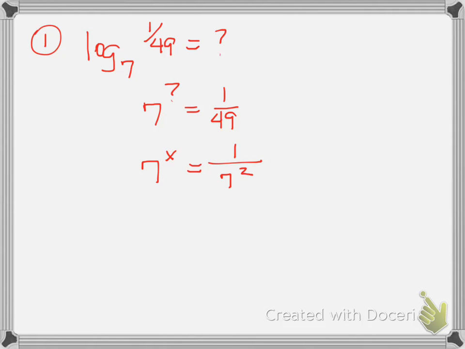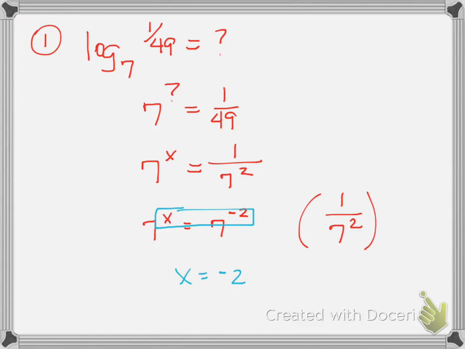How can I bring that up out of the denominator? Well, that would be using the property of negative exponents, right? So 7 to the negative second is the same thing as 1 over 7 to the positive second. So in that case, now that we see that, we can kind of confidently make the connection that x must equal negative 2. Let's try another one.